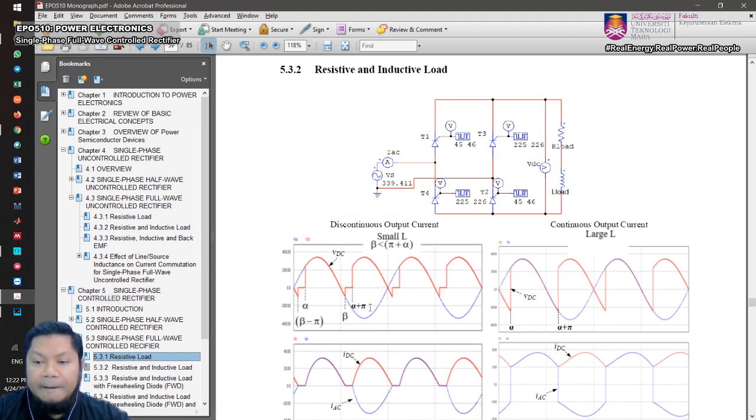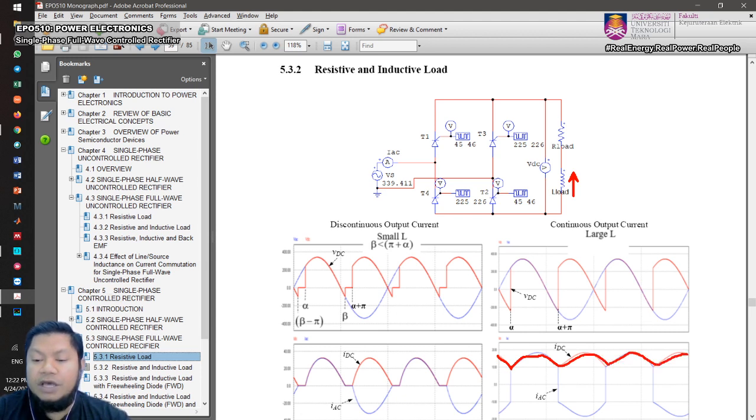Okay, and the other case is whereby we have a very large L. L here is very large. Again, if you think about machines, if you drive a motor, then the windings will result in a very large inductance, and that's why your current becomes continuous. So if you look at this waveform, the current now becomes continuous. This is your output current.